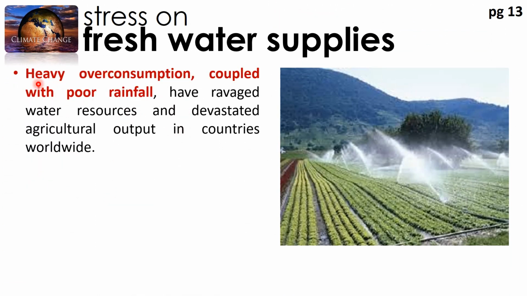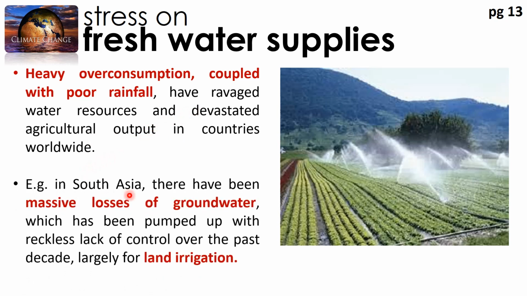So in other words, heavy overconsumption coupled with poor rainfall because of climate change have ravaged our water resources and devastated agricultural output in countries worldwide. For instance, in South Asia, in areas such as Bangladesh, there have been massive losses of groundwater, which has been pumped up with reckless lack of control over the past decade, largely for land irrigation for agriculture.